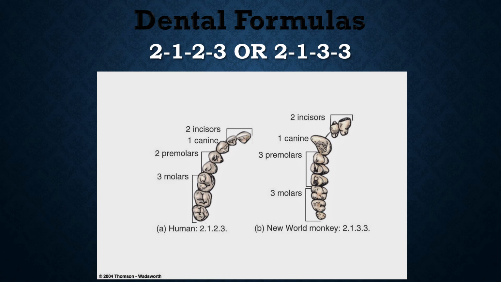And in those types, you have 2 incisors, 1 canine, 2 premolars, and 3 molars. That's what we see in humans and other great apes. And what we see in New World monkeys, as well as in prosimians, is a 2-1-3-3. So 2 incisors, 1 canine, 3 premolars, and 3 molars.